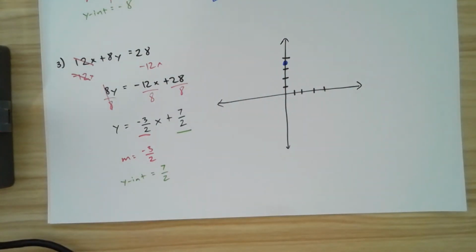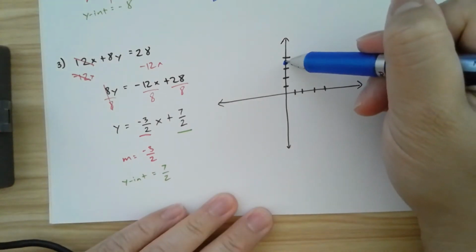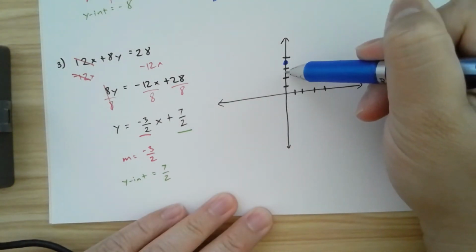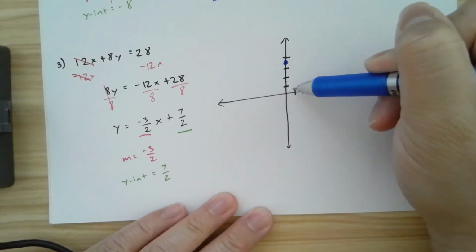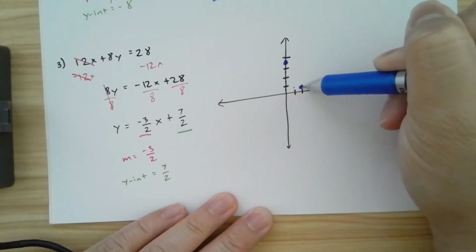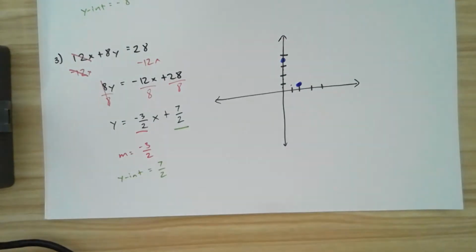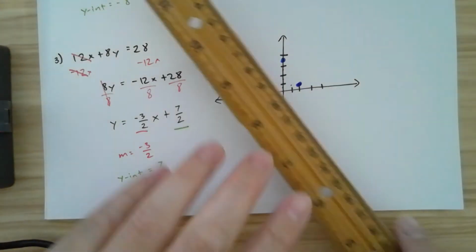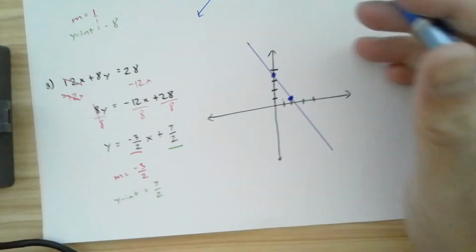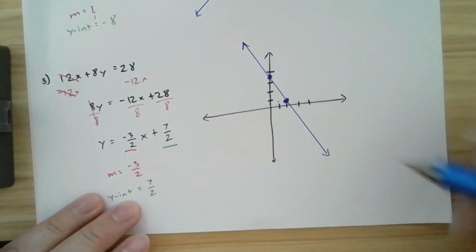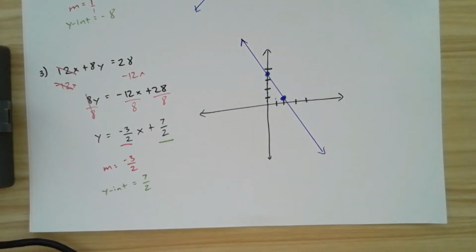So you're going to go down 3 from here. Okay, so carefully count. 1, 2, 3, and then to the right 2. 1, 2. So about there. Okay, and that's it. Here's your line. Okay, so don't let those fractions throw you off. Let's try this one.